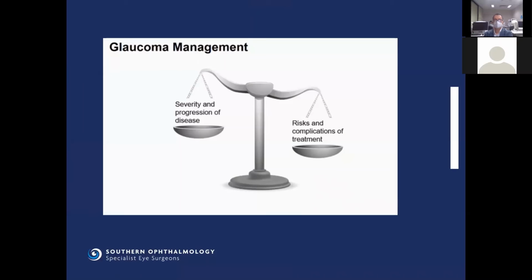So moving on then to glaucoma management, like all other disease, it's a balancing act between the severity of the disease and the risk of progression versus the risk and complications of treatment.